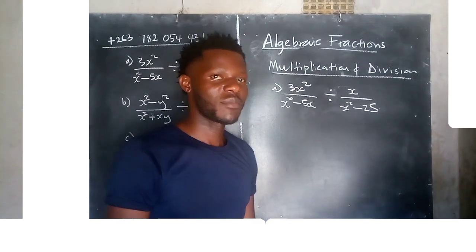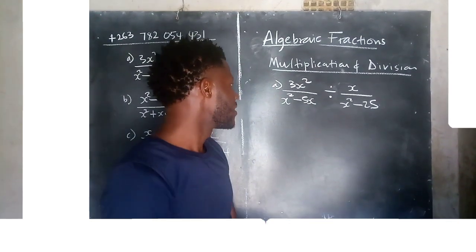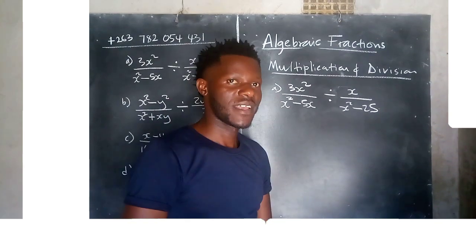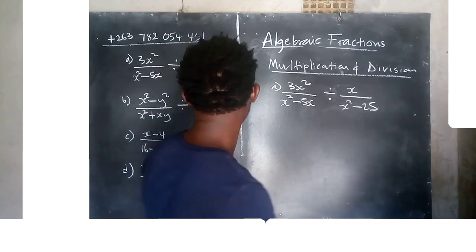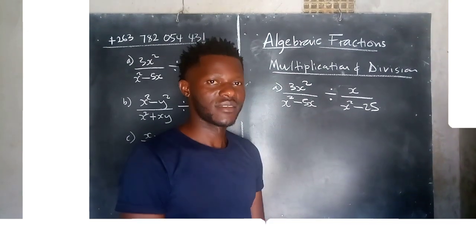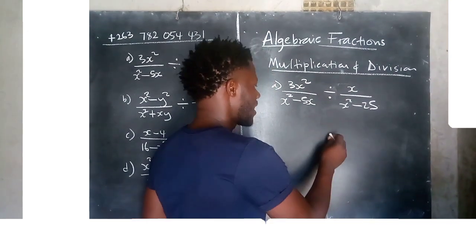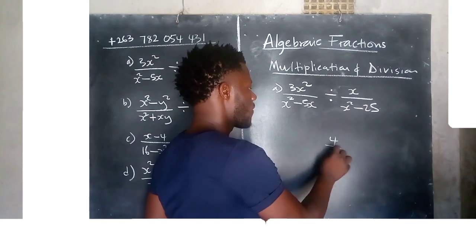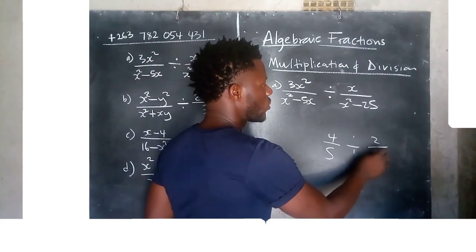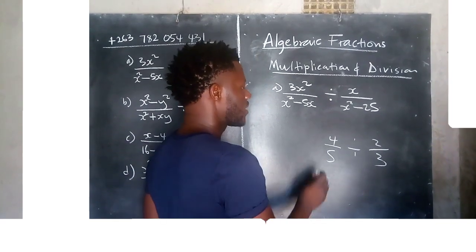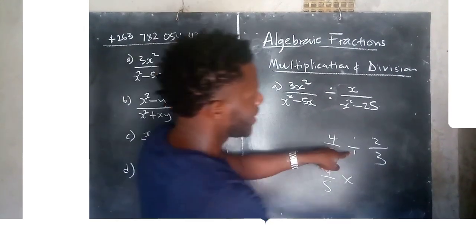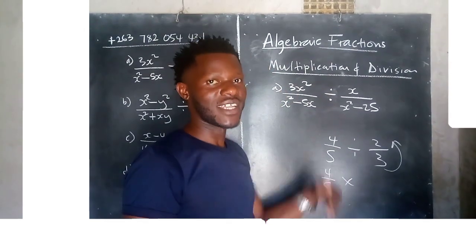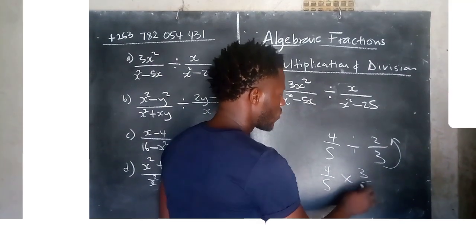Alright, we have this problem: 3x squared over x squared minus 5x, divided by x over x squared minus 25. So what you do, remember, in common fractions, we learned that 4 over 5 divided by 2 over 3: first thing, you introduce multiplication here. Then you invert the term on the right hand side, that is 3 over 2.